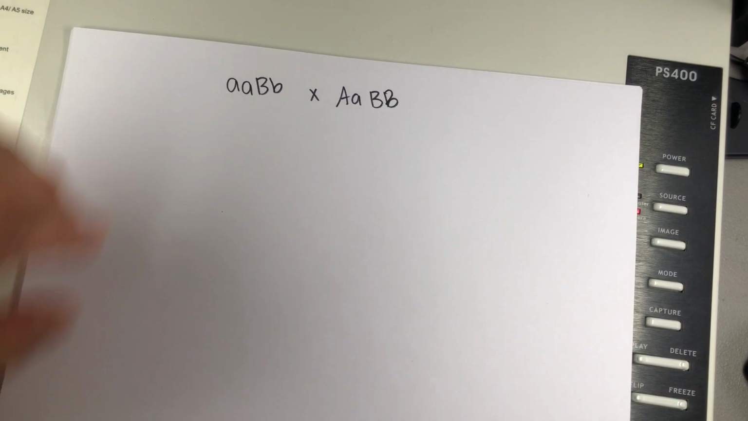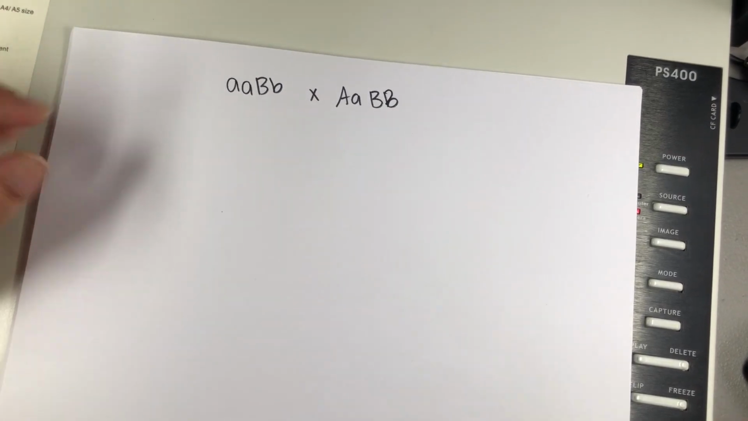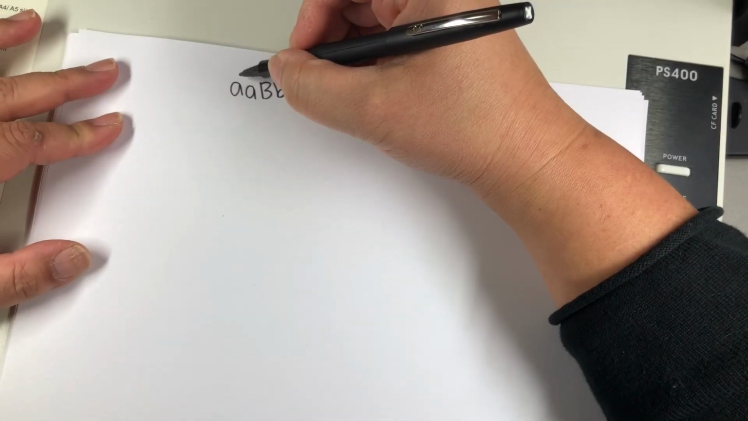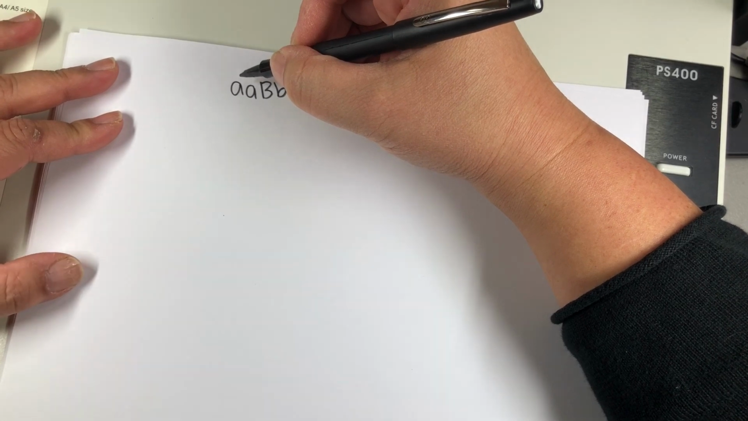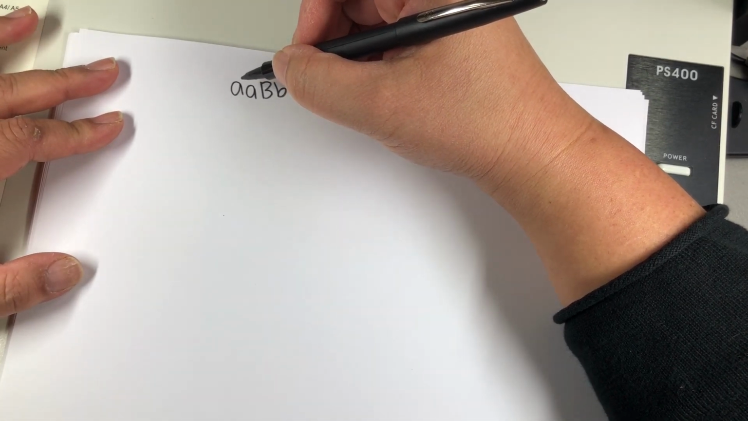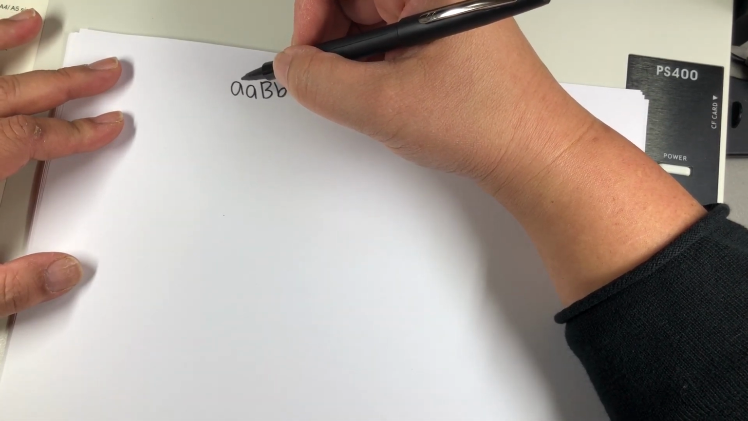Okay. All right, so again, we're going to foil. And don't skip any steps, okay? So do not skip any steps when doing this cross.